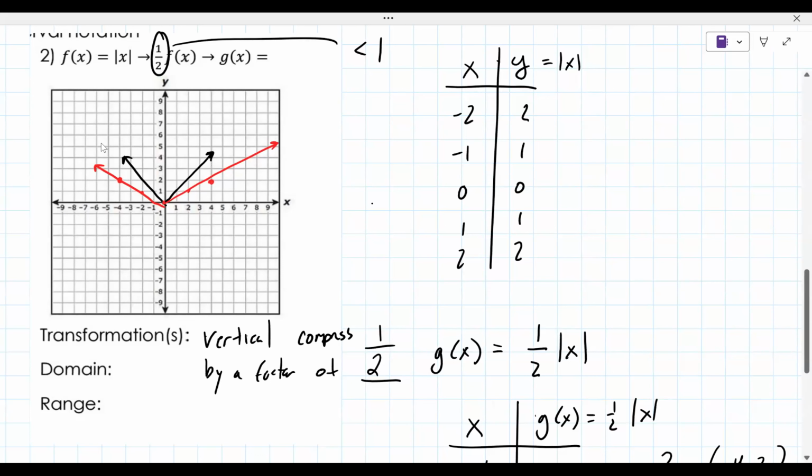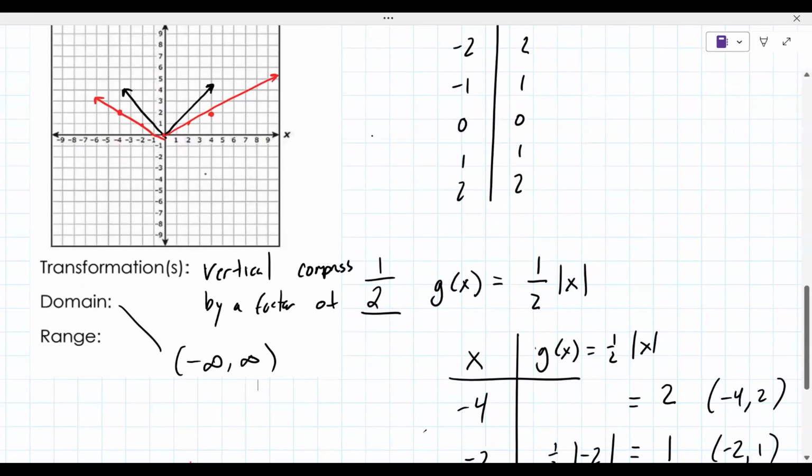Now, domain and range of the new function, the red there, could you attempt those for us, please? Domain is still negative infinity, infinity. And then the range would be 0, positive infinity. Does it include 0 or not? It does include 0. Okay, very good.